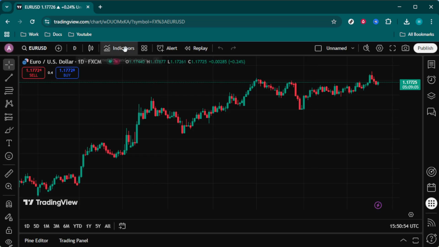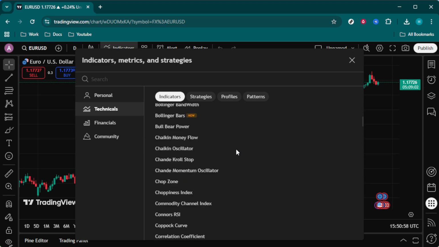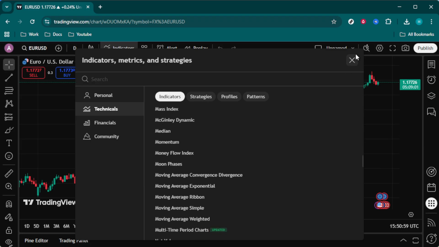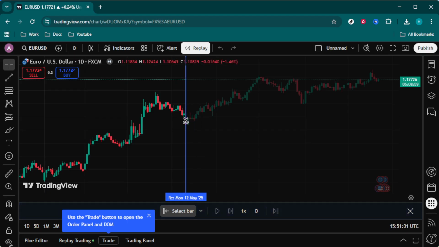Finally, don't forget the tools on the left side of the screen. You can add lines, draw Fibonacci retracements, or even annotate the charts for clearer analysis. These tools can help you mark out trends, support and resistance levels, and other critical trading patterns.